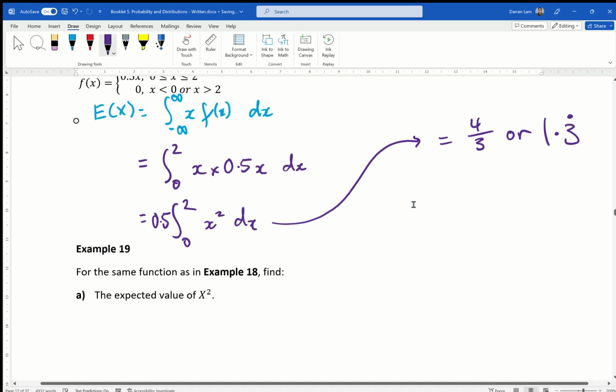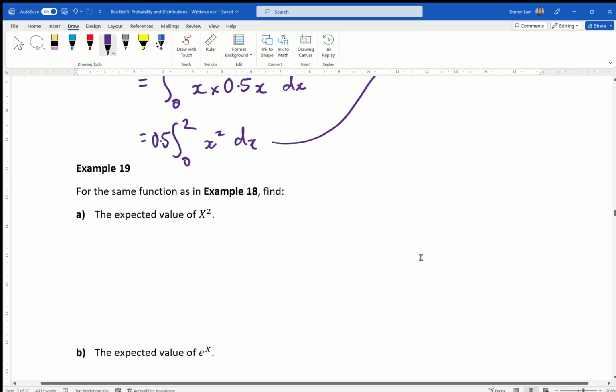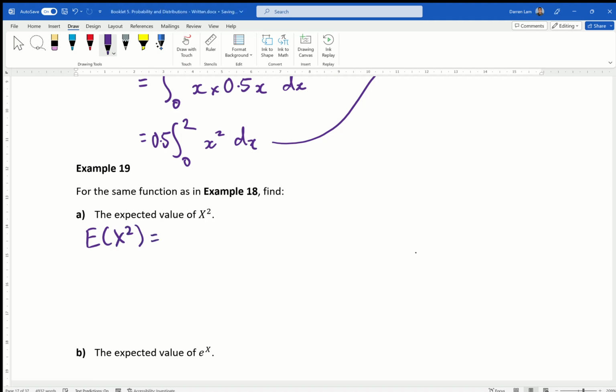Okay. For the same function, find the expected value of X squared. Again, it's the same principle as we applied in our discrete case. The expected value of X squared, and this will be a general principle, is the integral from negative infinity to infinity of x squared multiplied by f of x dx, which gives us 0.5 times the integral from 0 to 2 of x cubed dx, which gives us an answer of 2.